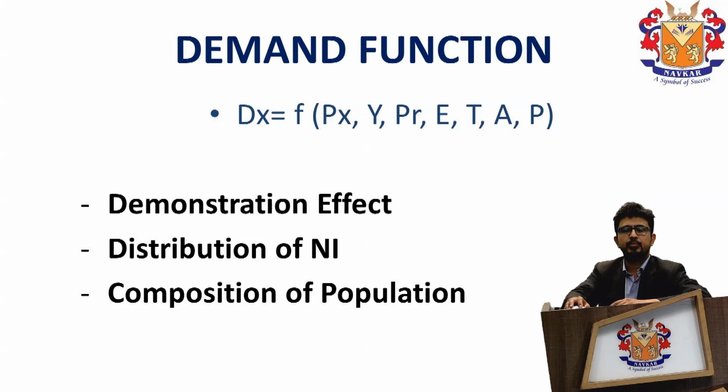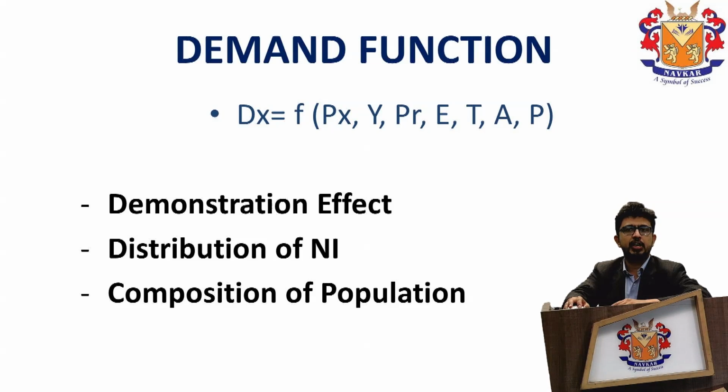As far as the price and demand are concerned, there is an inverse relationship between the two. When the price of the product increases, other factors remaining unchanged, the demand for the product falls and vice versa. The second factor is consumer's income. Income has a direct relationship with the demand. When the consumer's income increases, he demands more of the product, and when his income decreases, he demands less.